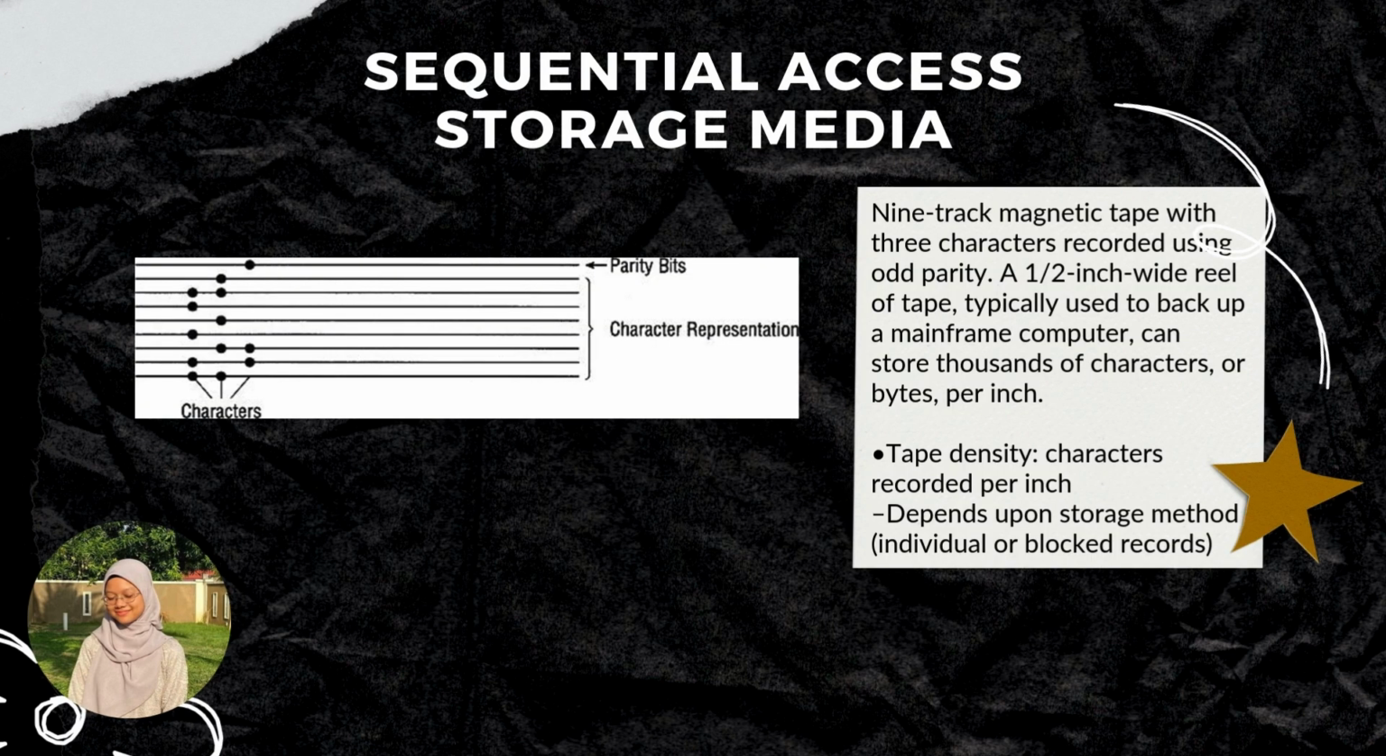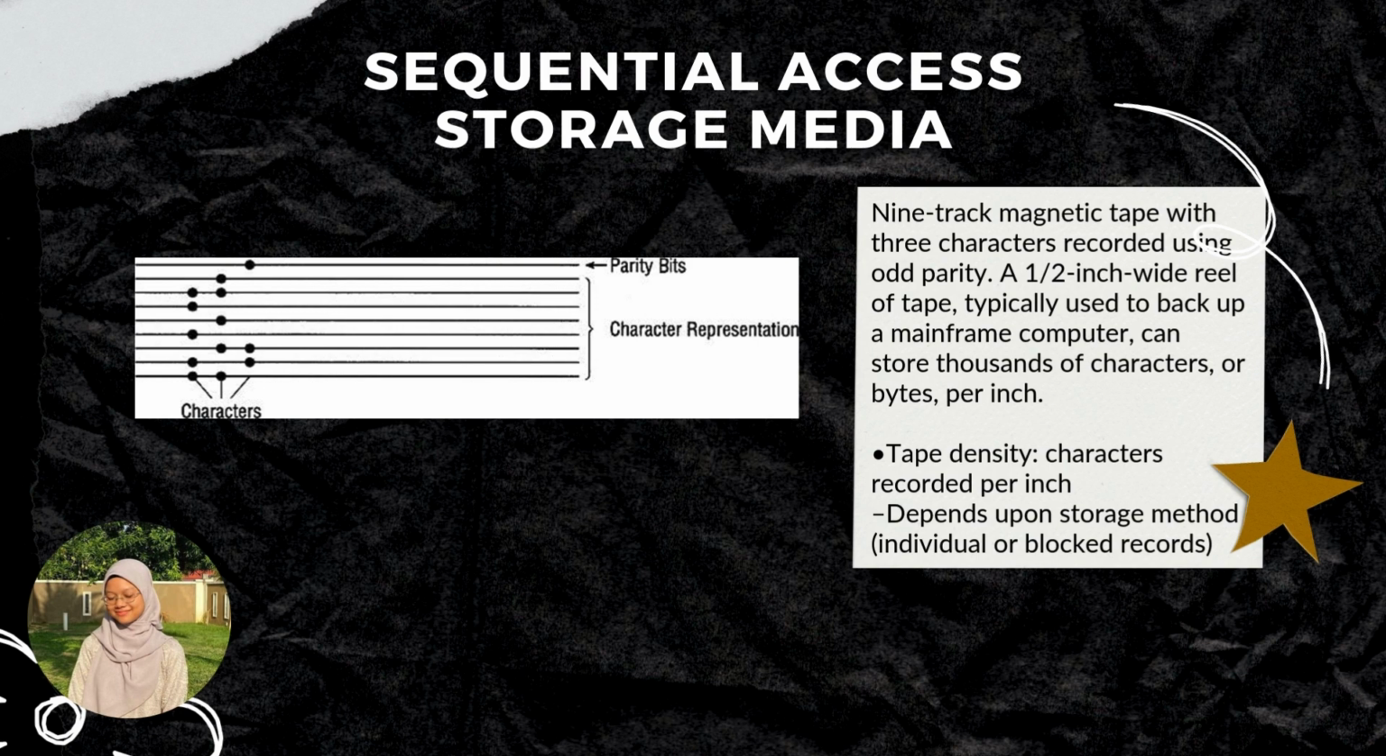So this is a nine-track tape. The ninth track holds a parity bit that is used for routine error checking. A nine-track magnetic tape, as you can see here, has three-character records using odd parity, and a half-inch wide reel of tape is typically used to back up a mainframe computer. It can store thousands of characters or bytes per inch.